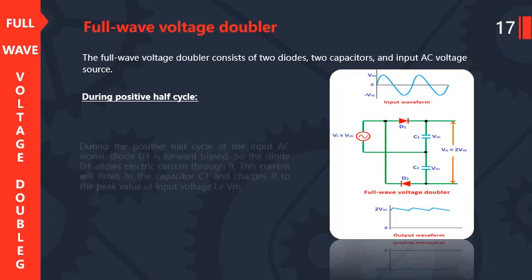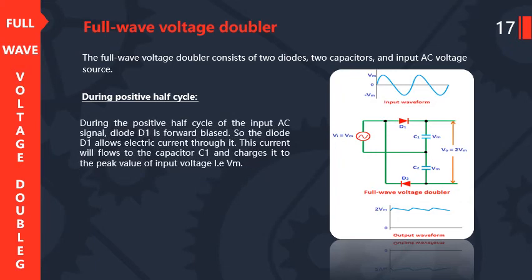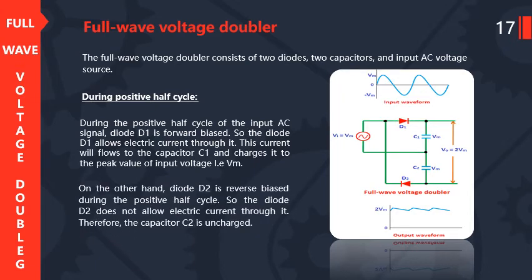During positive half cycle of the input AC signal, the diode D1 is forward biased, so the diode D1 allows electric current through it. The current will flow to the capacitor C1 and charges to the peak value of the input voltage, that is Vm. On the other hand, the diode D2 is reverse biased during the positive half cycle, so the diode D2 does not allow electric current through it. Therefore, capacitor C2 is uncharged.